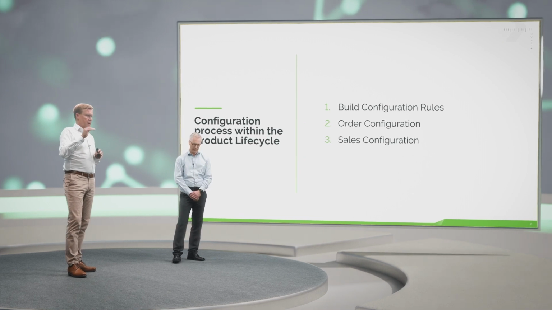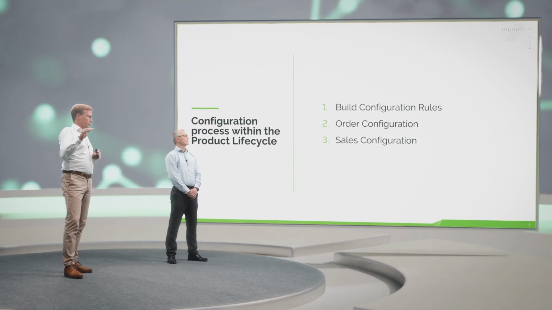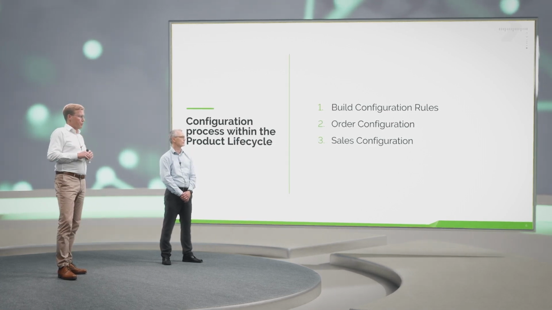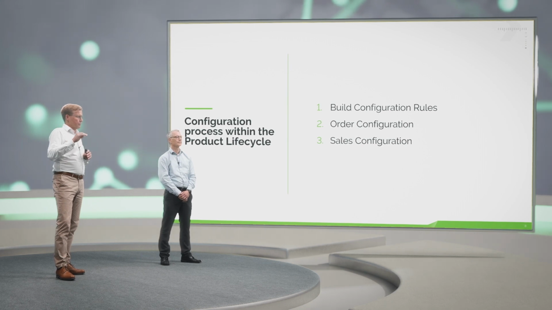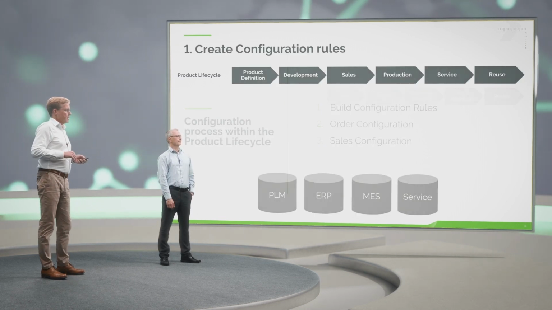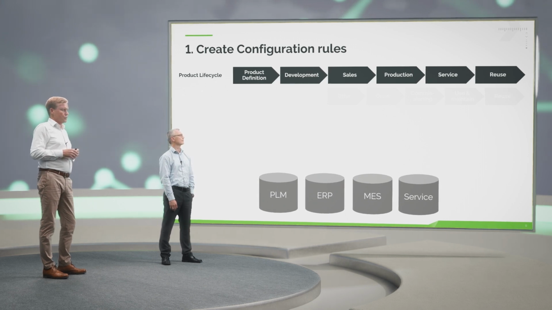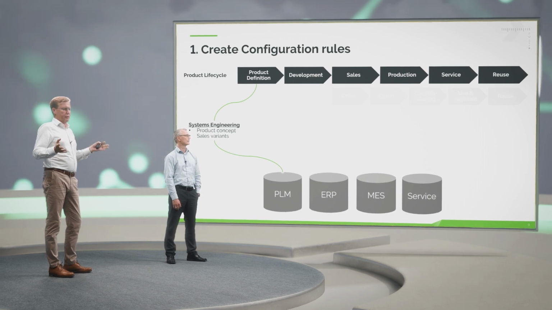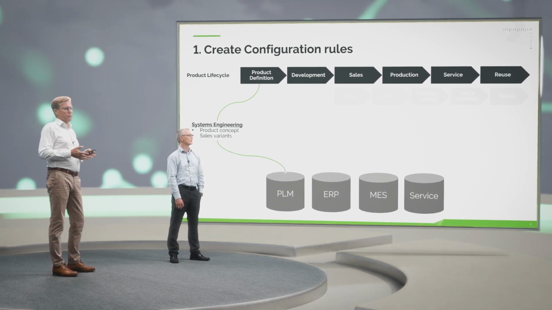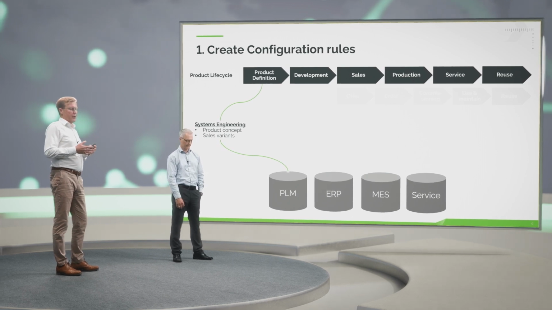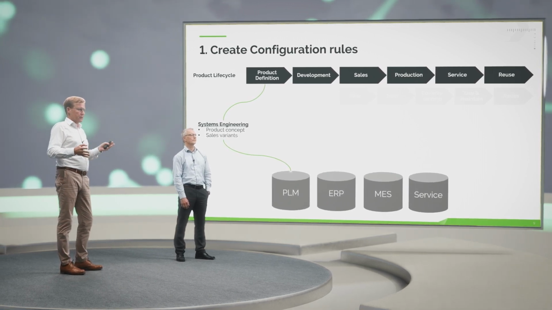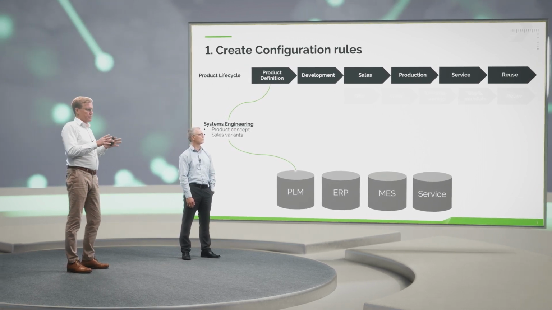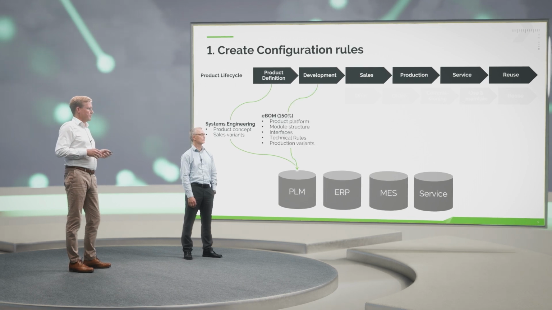So first of all, I want to highlight a little bit what we do for building configuration rules. Then jump into what we need for order configuration or offer configuration, and then for sales configuration. So if we start with configuration rules, that typically starts with product management. The first variations might occur in the systems engineering phase, where you think of product concepts and maybe basic variants you want to offer to the different markets and customer segments you have. That is something which defines the basic structures within your PLM system.